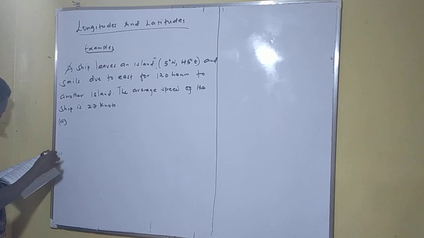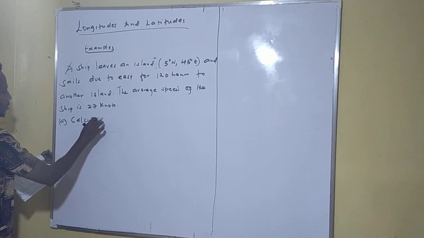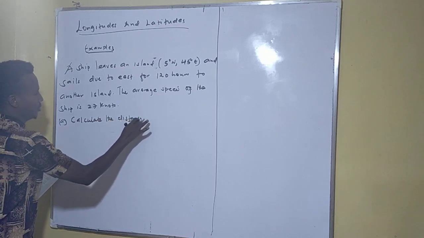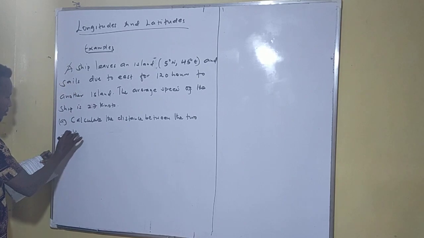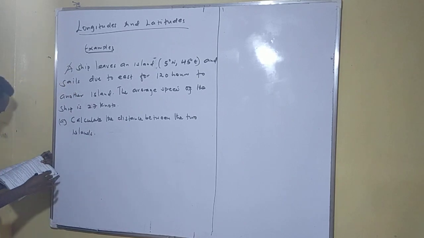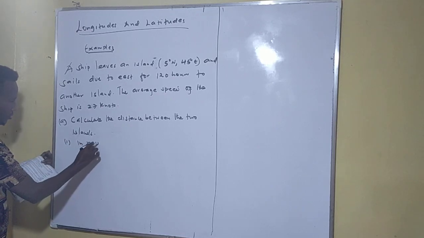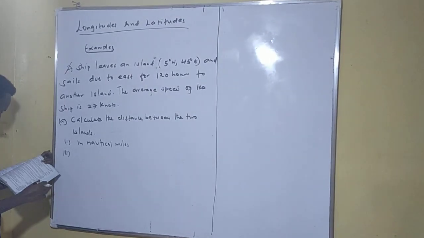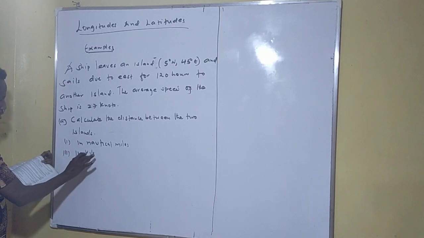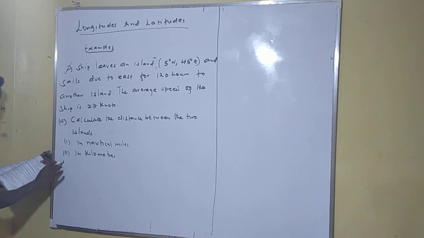Question A, you're told, calculate the distance between the two islands. Number 1 in nautical mile. Number 2 is in kilometers. Then we have question B, calculate the speed of the ship in kilometer per hour.